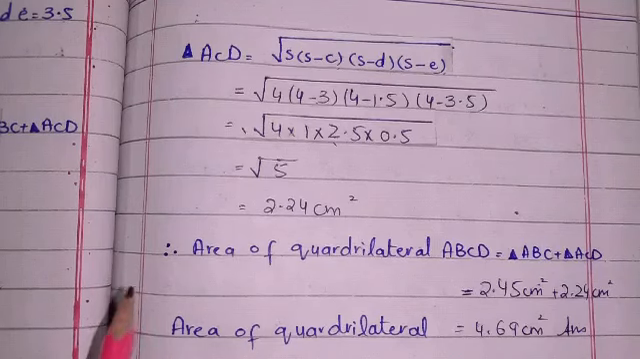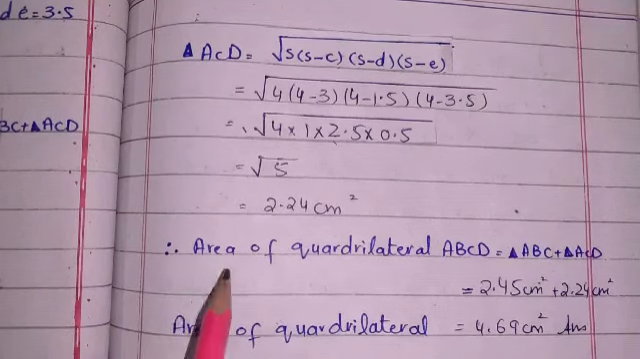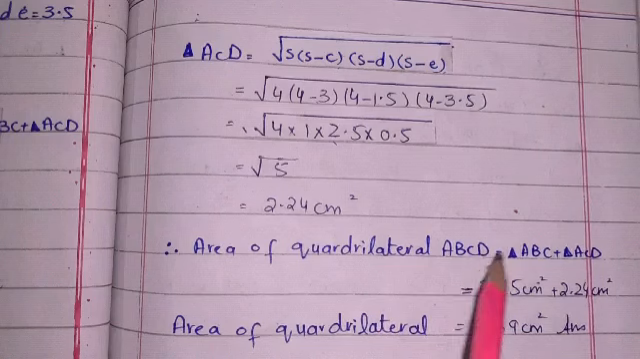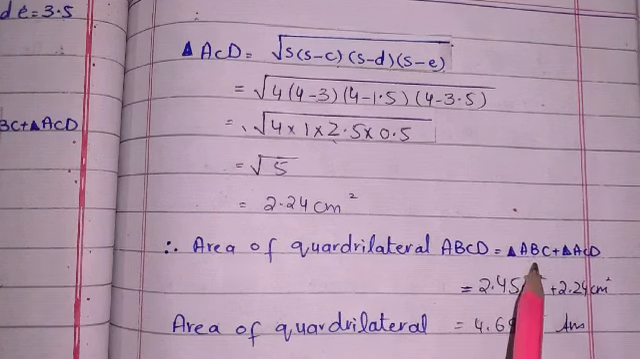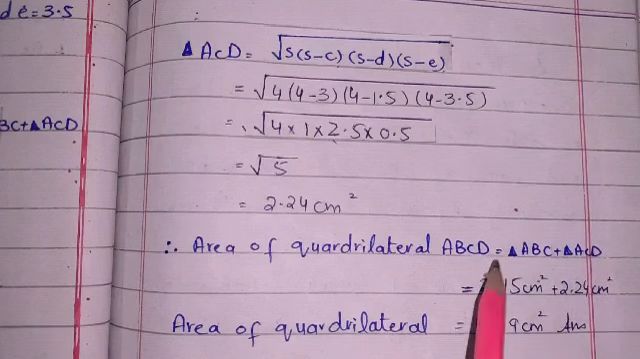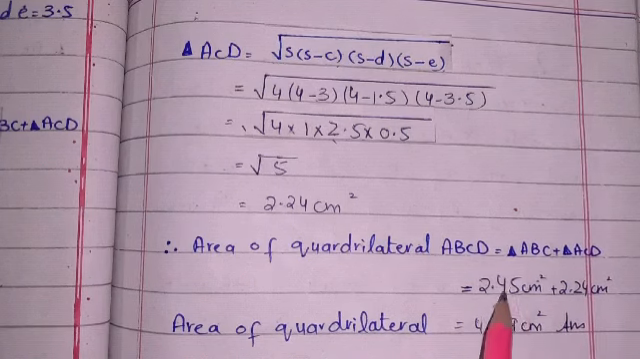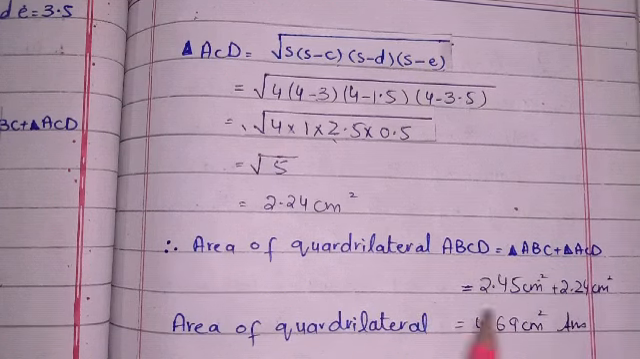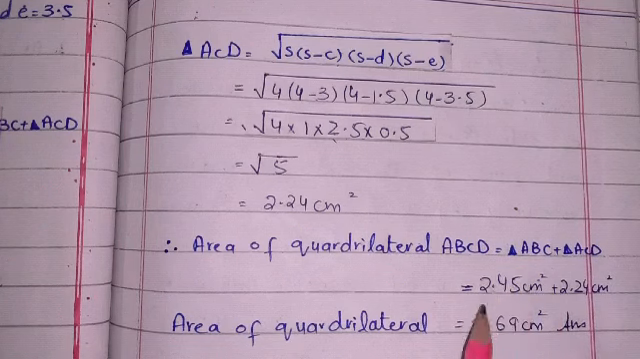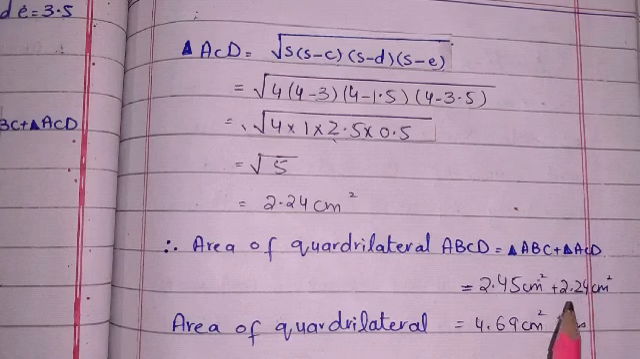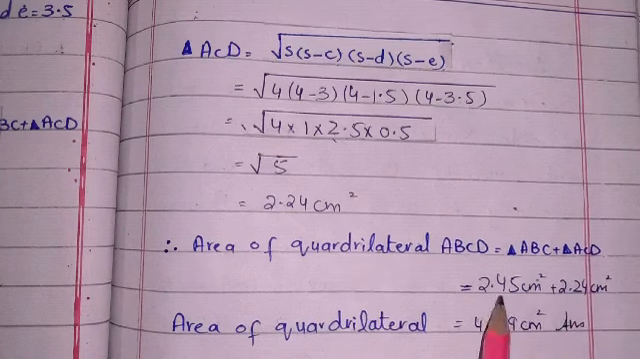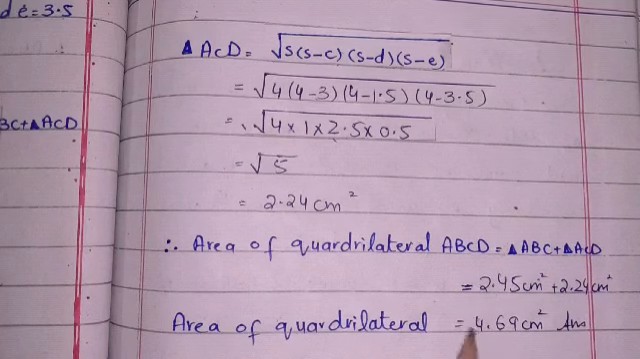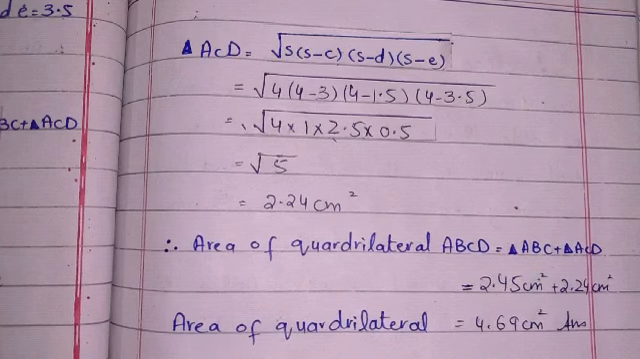As you can see students, I told you in the last question that for the area of quadrilateral ABCD we have to find out the area of triangle ABC plus triangle ACD. We already found the areas of both triangles, so we will add them. Here is the area of triangle ABC, 2.45 centimeter square, plus the area of triangle ACD, 2.24 centimeter square. By adding both areas we got the answer 4.69 centimeter square, which is the area of the quadrilateral.